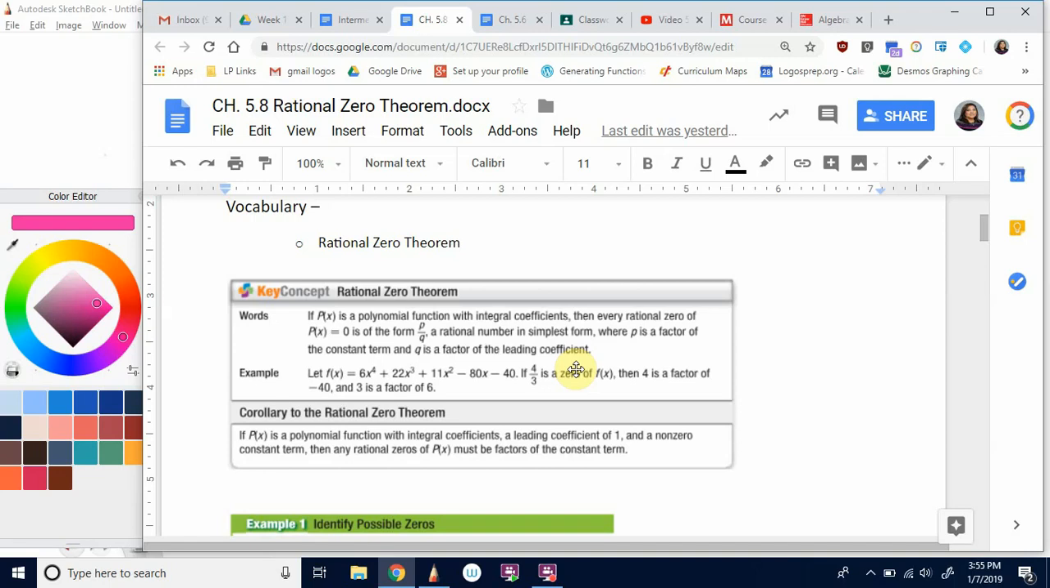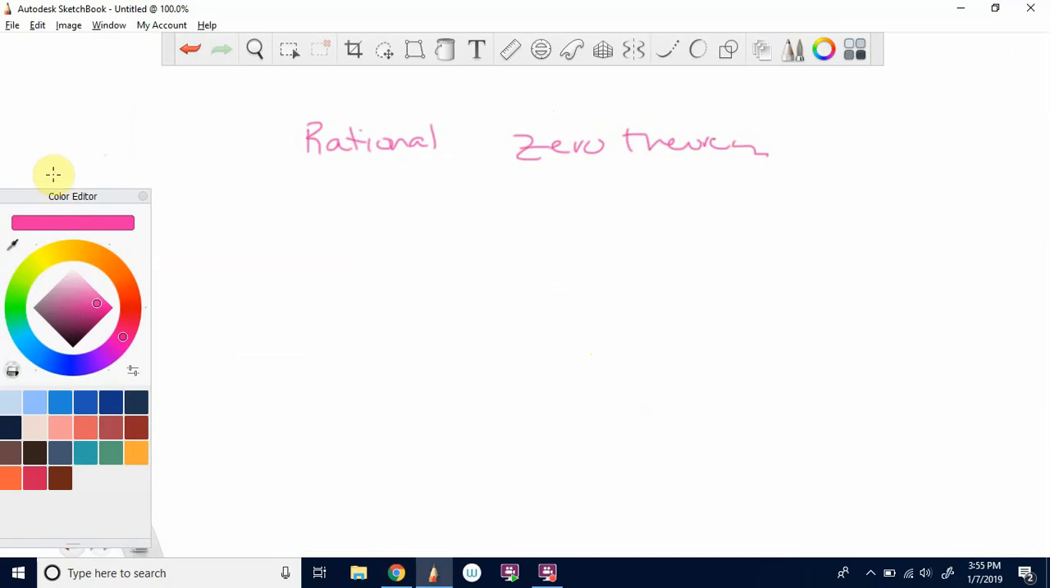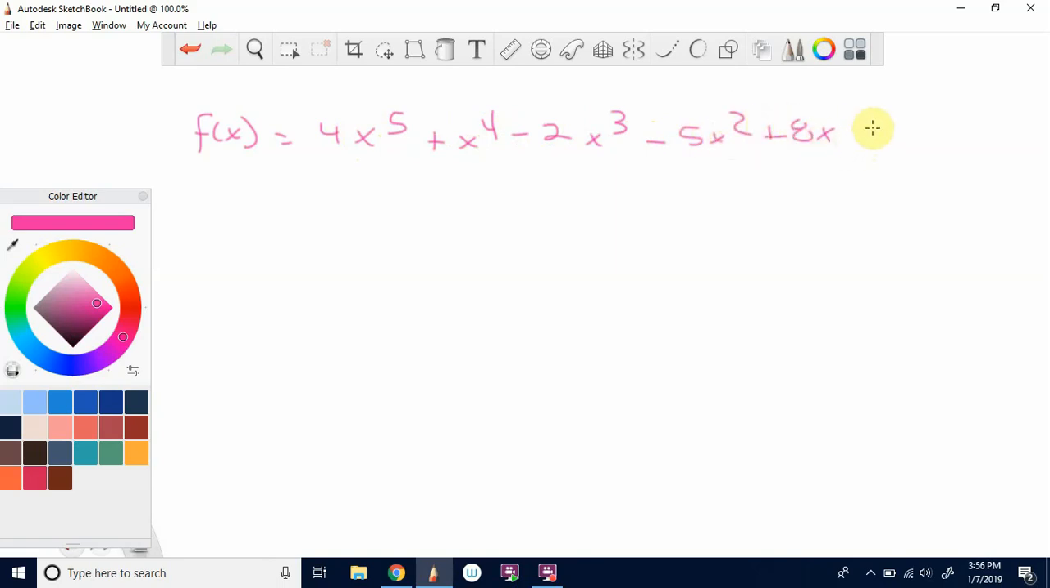So let's just go straight into the example and see what they're saying. The example gives us f of x equals 4x to the 5th plus x to the 4th minus 2x cubed minus 5x squared plus 8x plus 16. So this is p. P is the constant term, so all the factors of 16: 1, 2, 8, 4. And q is the lead coefficient, so that's going to be 1, 2, and 4.